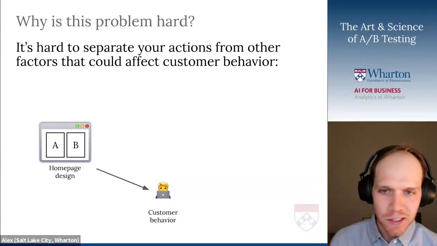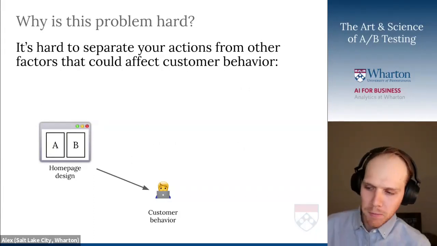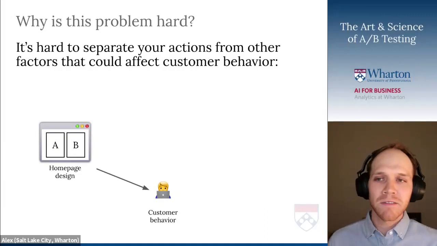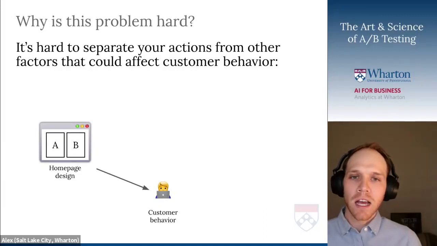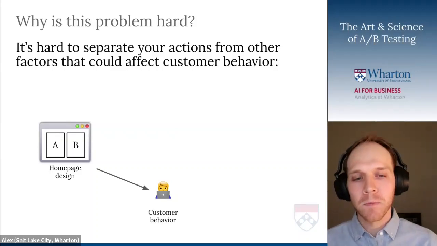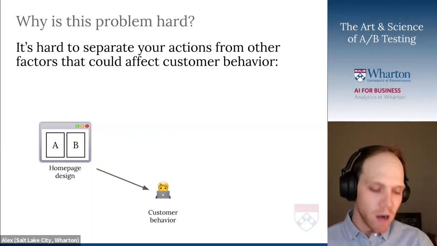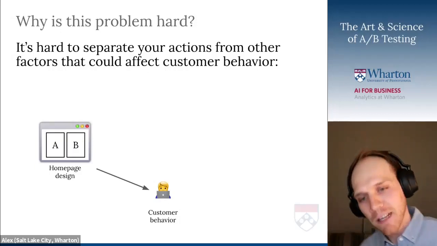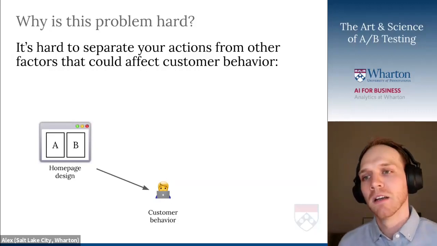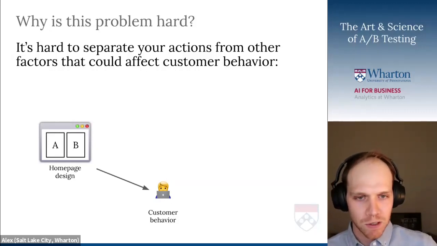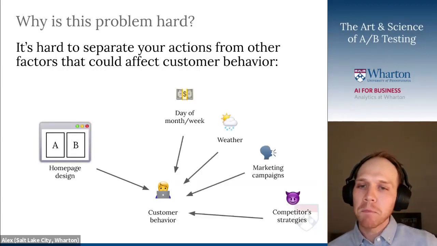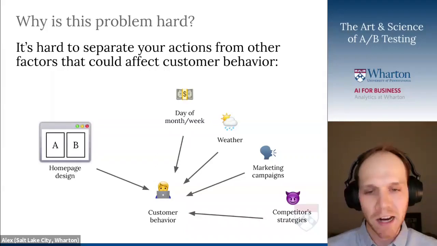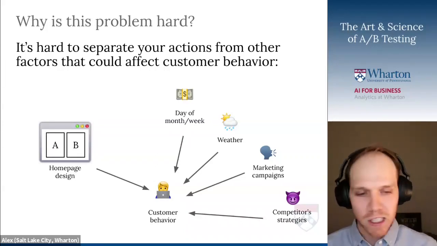And why is it so hard to distinguish between these two things? It's useful to think, at a high level, about what randomization is doing for us in the first place. It comes down to the fact that it's hard to separate out the actions you can take, the factors you can control, from other factors that might be driving your customers' behavior. It's likely that your homepage design affects your customers' behavior, and that's certainly one aspect of what determines whether customers make a purchase on your website. However, there are many other factors, probably innumerable, which causally affect what your customers are doing in any given moment.